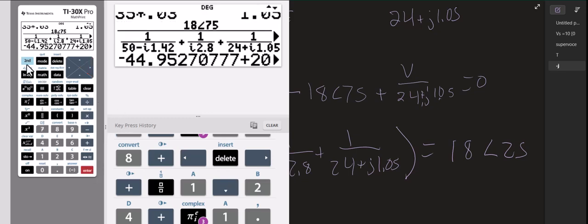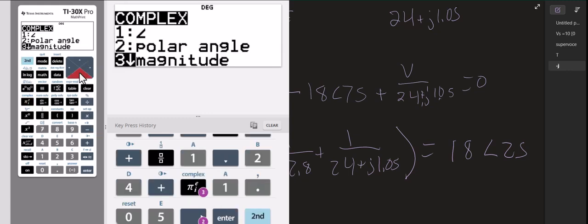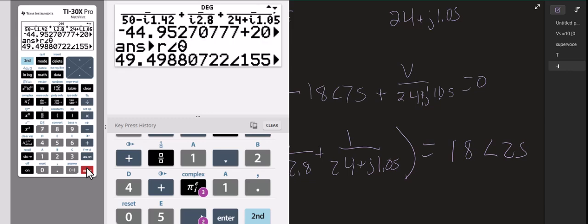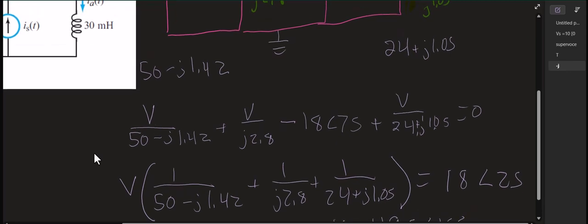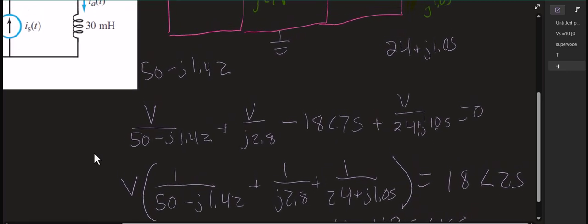And I get that in rectangular, which is in polar. The right answer. I'm on a roll. Oh, it's close. No, it's right. So 49.5 angle 155. So V equals 49.5 angle 155. Okay, so you see how helpful the calculator was there, just doing all of that math for us.